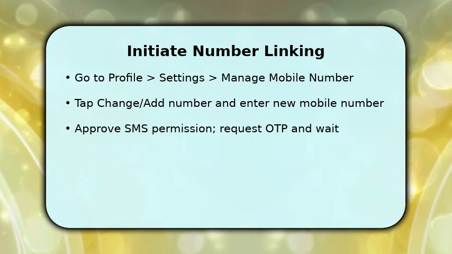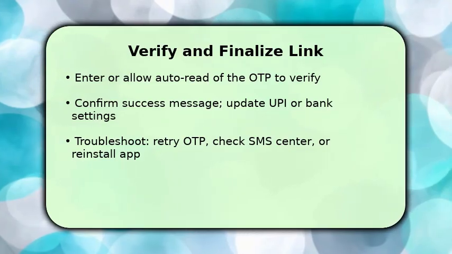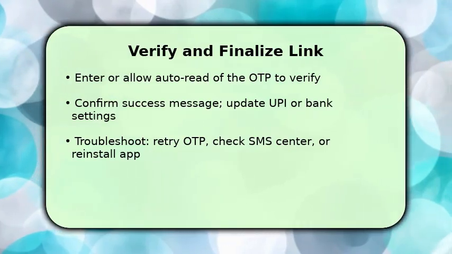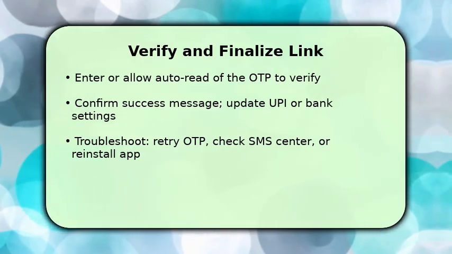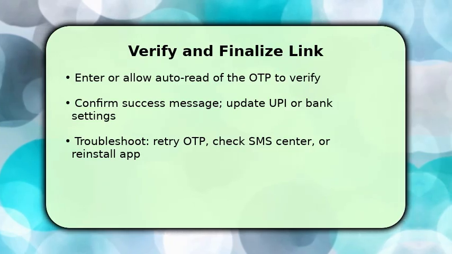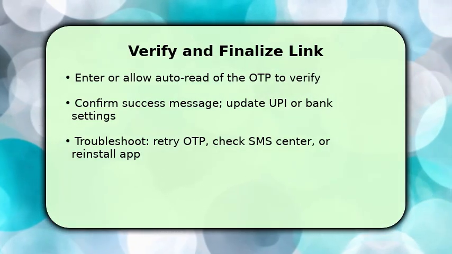Finally, enter the OTP or allow PhonePe to auto-read it. Once verified, you'll receive a confirmation that the mobile number is linked. After success, make sure your UPI profile and bank details display the new number where required. Then test a small transaction or check bank link status to confirm.